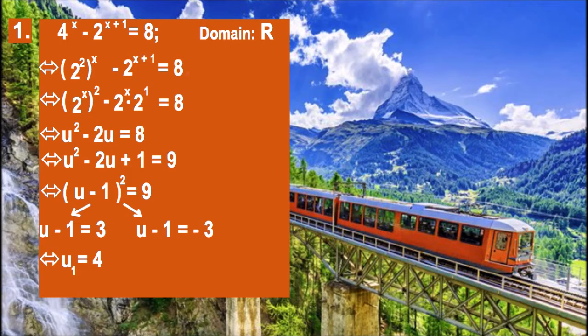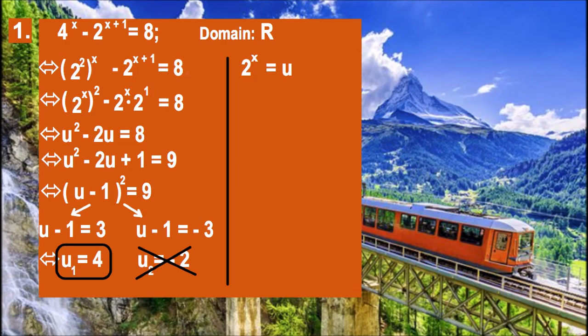The possibilities lead to the answers u1 equals 4 and u2 equals negative 2. U is greater than 0 as we specified, which means there's only one solution, u1 equals 4. And since 2 to the x equals u, 2 to the x equals 4, which is equivalent to 2 to the x equals 2 to the 2.